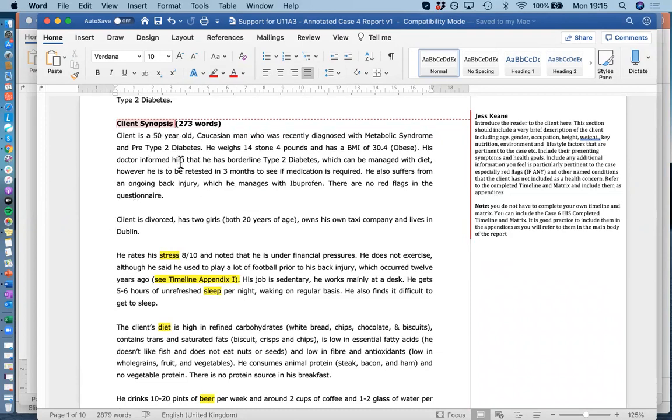And so there's a summary of the client. So his age, ethnicity, his health concerns. And then there's a little bit of background information here. So that he's divorced, his 2 girls. So you can include some very brief background information on the girl from case 6.